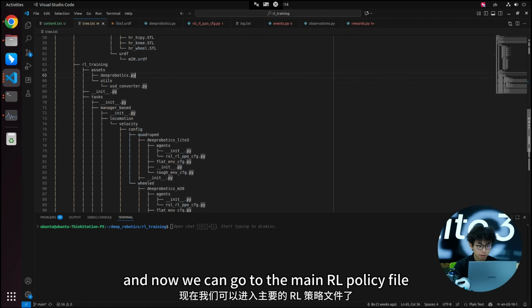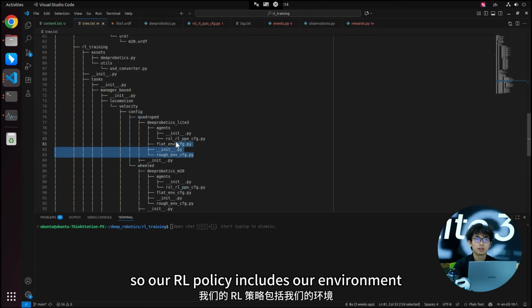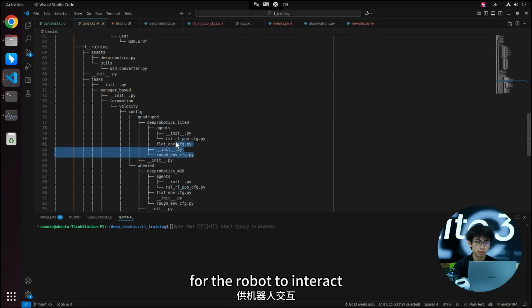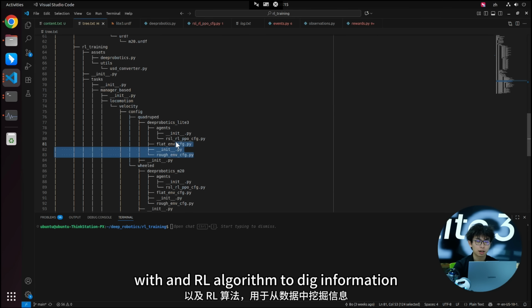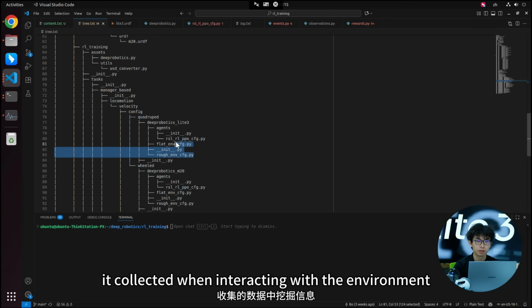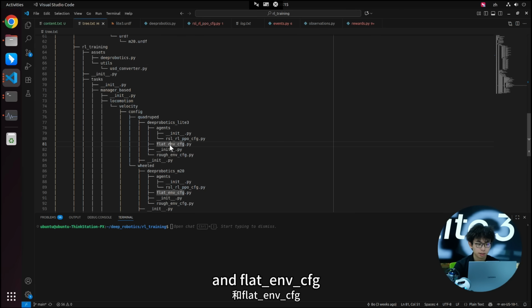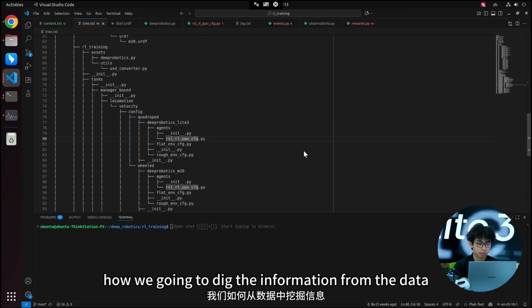And now we can go to the main IL policy file. So our IL policy includes an environment for the robot to interact with and the IL algorithm to dig information out of the data it collected when interacting with the environment. So this rough environment config and flat environment config defines our environment, and this RSL IL PPO config defines the IL policy parameters, how we're going to dig the information from the data.